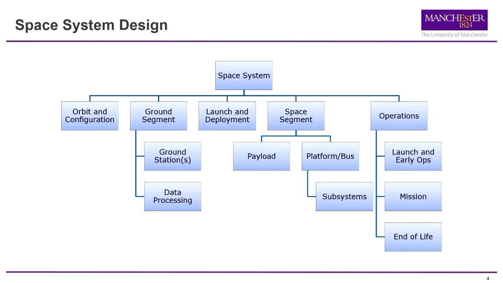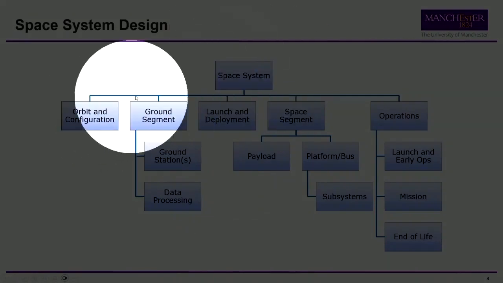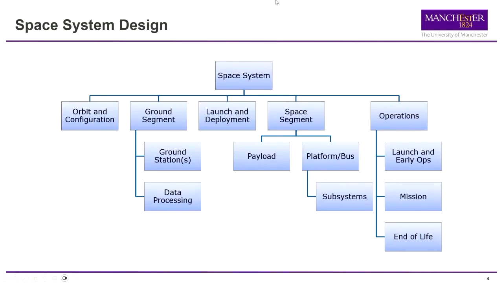I've shown a diagram a little bit similar to this in one of the earlier lectures. And we can think about an overall space system in a number of ways. Here, I've represented that in a bit of a hierarchy. So at the top, we have our overall system, and then I've broken it down into a set of different elements that you might want to think about within that. So maybe the orbit and configuration are important, maybe the ground segment's important, maybe the launch and deployment is important. And then below that, for example, the space segment might be broken out into a payload, or it might be broken out into the platform side and the payload side together. And then we can look at various aspects of the operations. This is a fairly simple representation of how we might break down that overall space system.